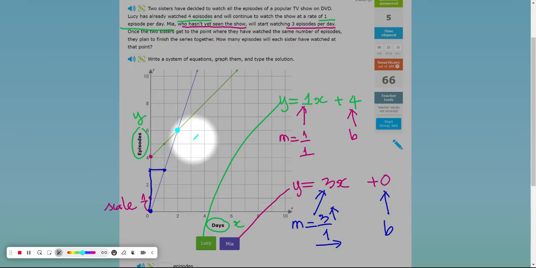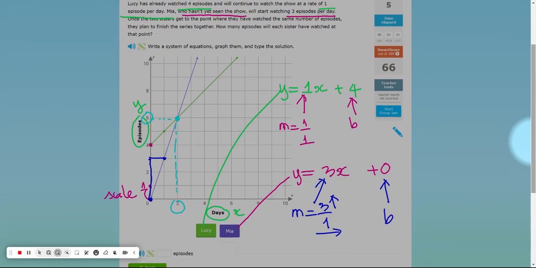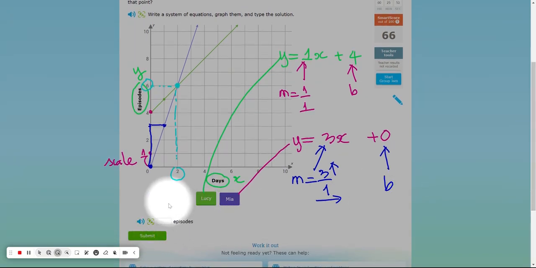So what does it mean? It means after 2 days, both of them have watched the same number of episodes, which is number 6. Okay, so let's take a look over here. Here we go. Let's see the question. Oh, the question is number of episodes. So I put down number 6 right there in the box. Okay, and then I'm done.